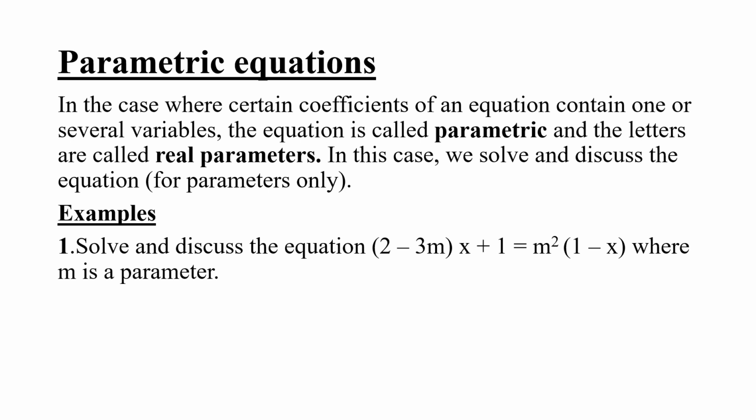Examples. Number 1. Solve and discuss the equation (2 minus 3m) times x plus 1 equals m squared times (1 minus x), where m is a parameter. Here we have an equation. The parameter is m, which means that we are going to solve for x. We find the value of x and we have to discuss on the parameter, which is m. Solution.